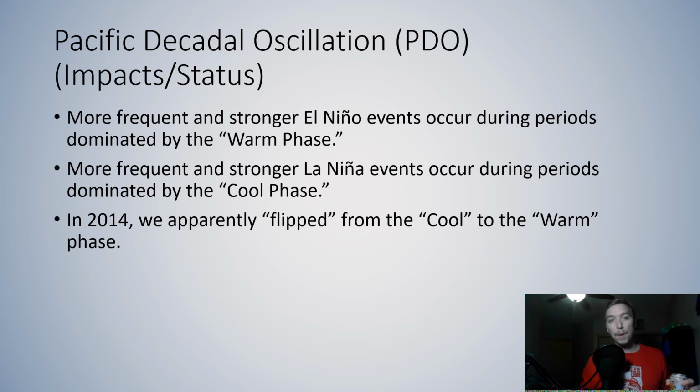So what we typically see, or how that impacts climate and weather trends, is more frequent and stronger El Nino events occur during periods dominated by the warm or positive phase. We see more frequent and stronger La Nina events that occur during periods dominated by the cool phase. In 2014, we apparently flipped from cool to warm, although we're kind of seeing that now.